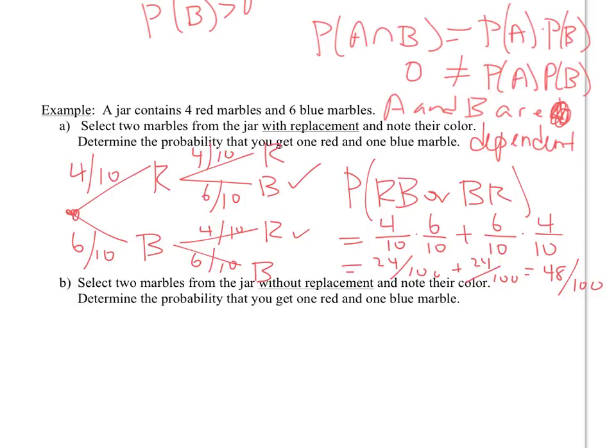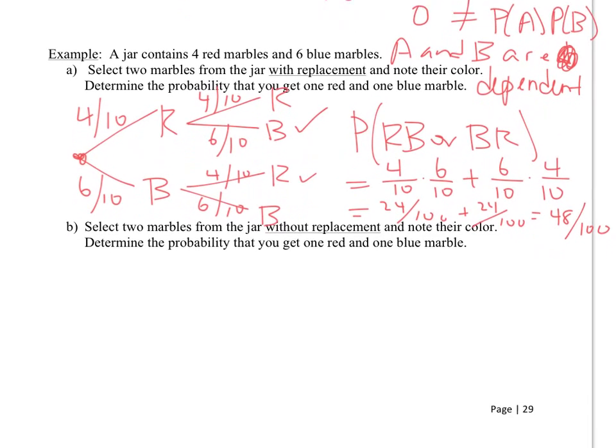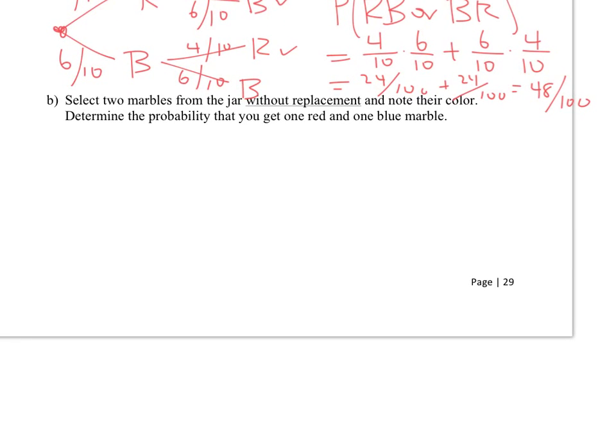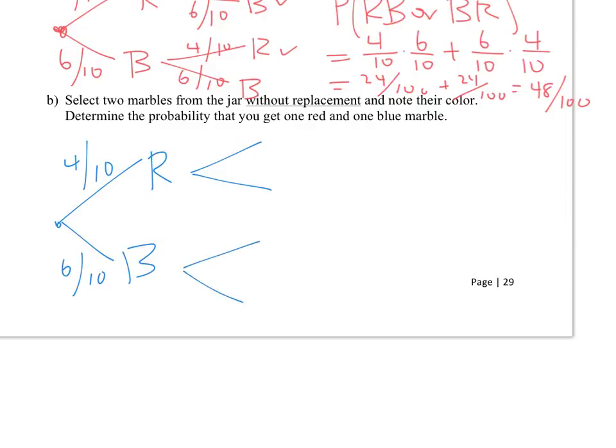If I move to part B, notice that it now says that the marble selection is happening without replacement. So when we work without replacement, it's the same tree diagram, red or blue, with 4/10 and 6/10. But now when I go and offset these other branches, if I took a red marble out and didn't put it back, there's now only 9 marbles left in the jar, of which 3 are still red.